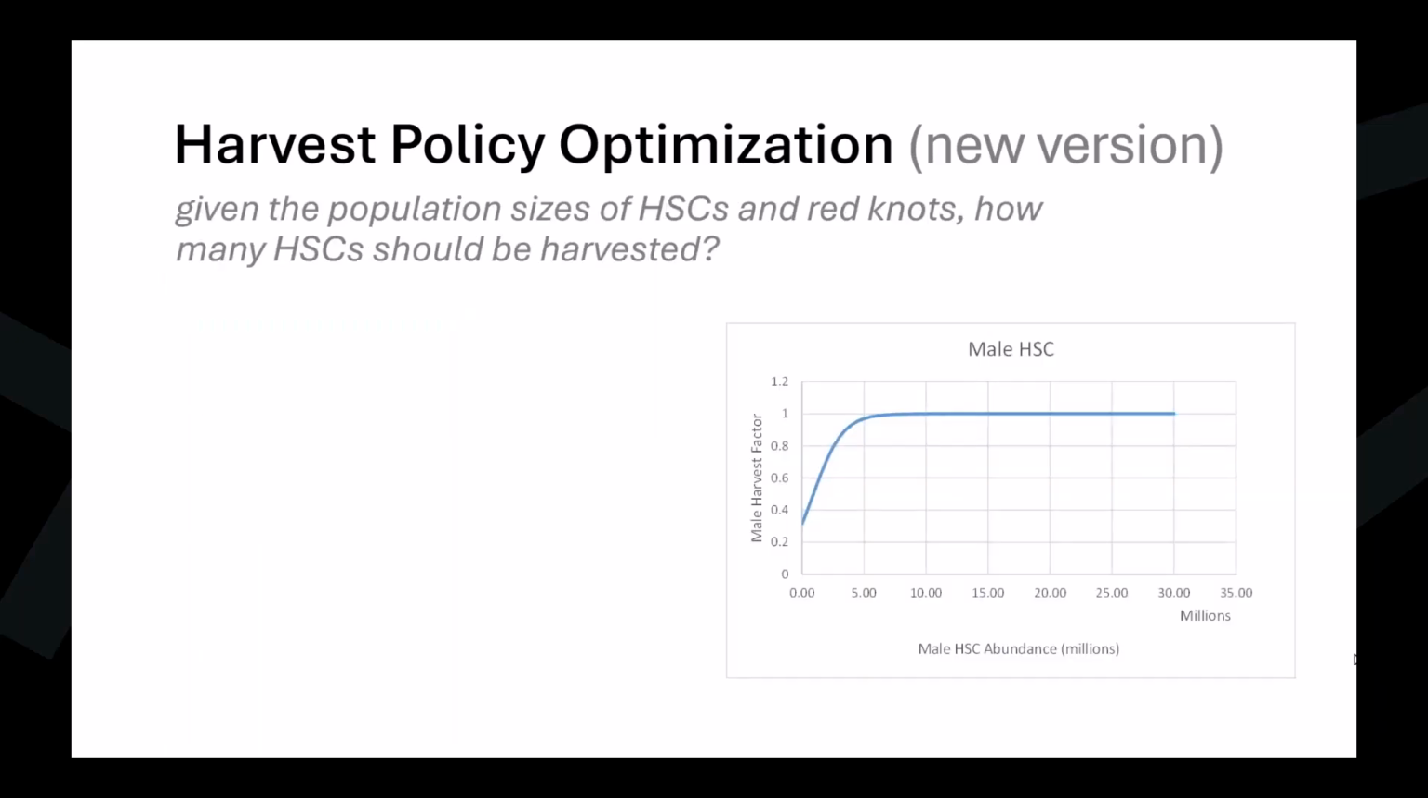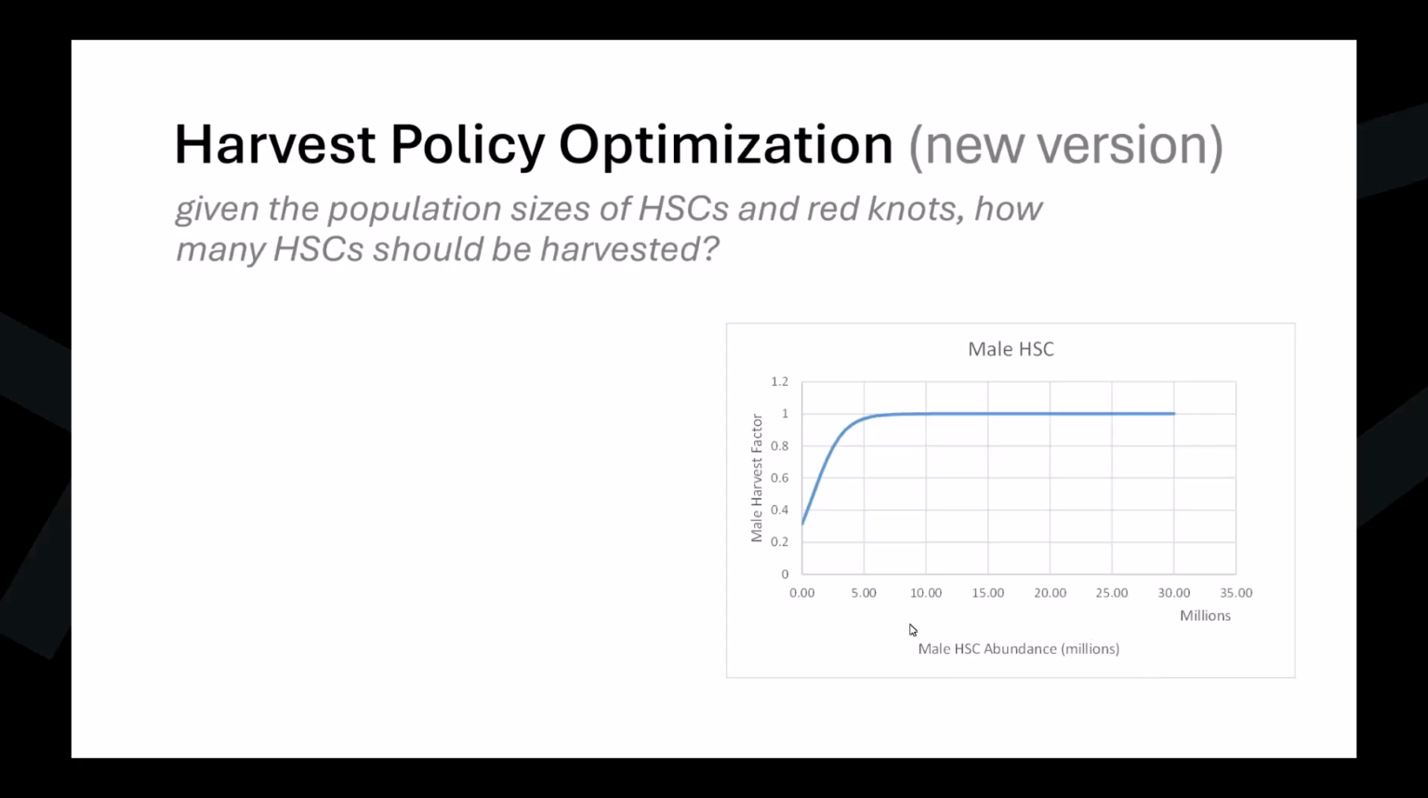Okay, so just to illustrate some of that, we'll look at the male horseshoe crab, what we're calling a harvest factor here. And so you see on the y-axis, there is a harvest factor. It goes from 0 to 1. This is not a utility. It's a very different thing, but it also goes from 0 to 1 here. And again, across the x-axis, we have horseshoe crab abundance in millions.